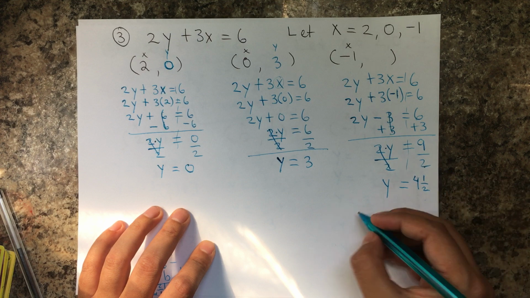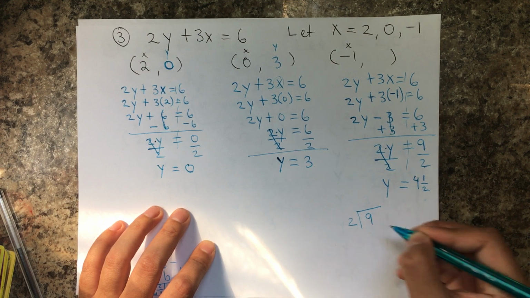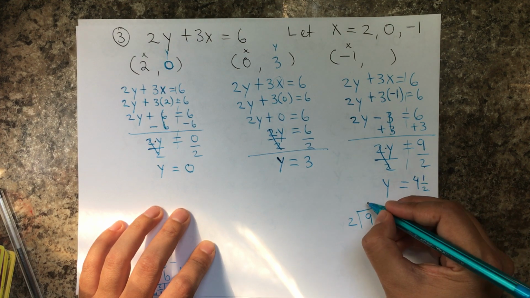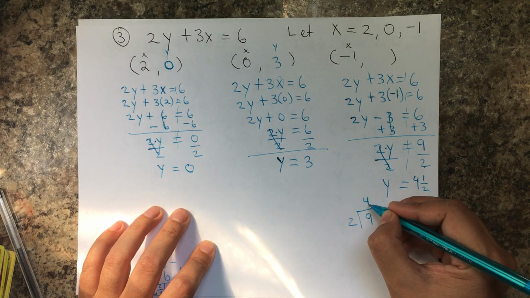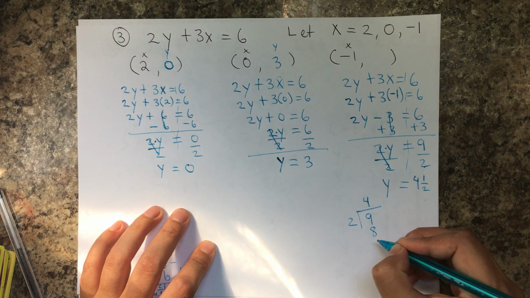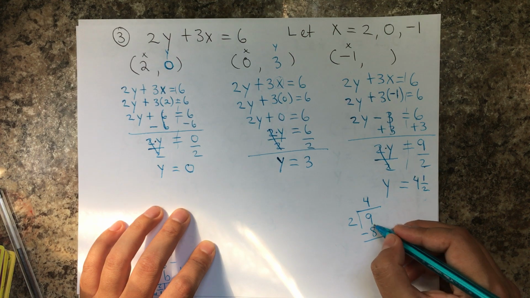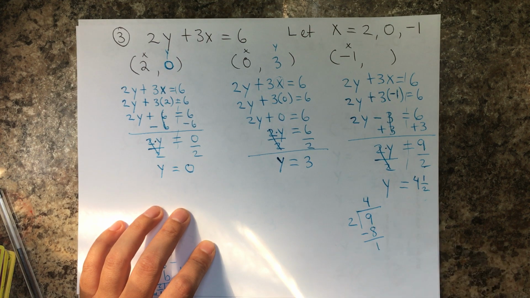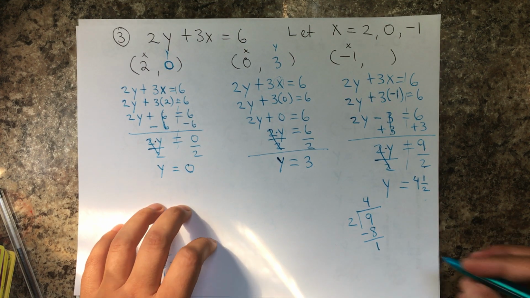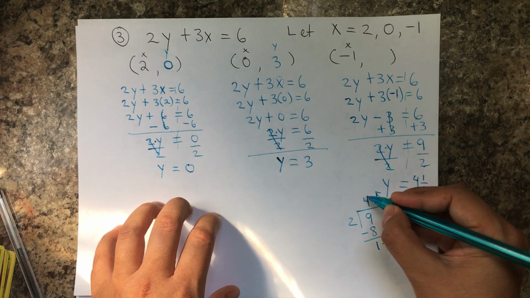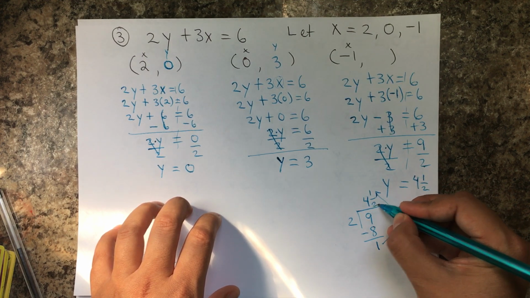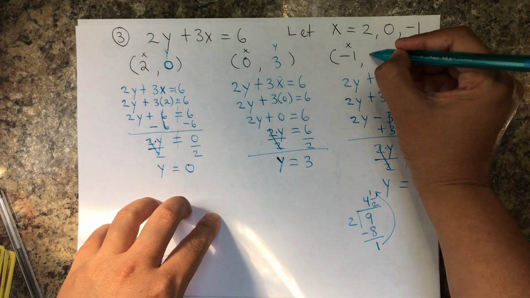Okay, again, 9 divided by 2. How many times does the 2 go into 9? 4 times. 4 times 2 is 8. We subtract that. 9 minus 8 is 1. So that's going to go up here over 2. So that's basically the same.